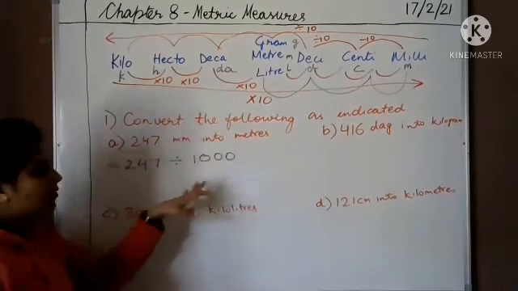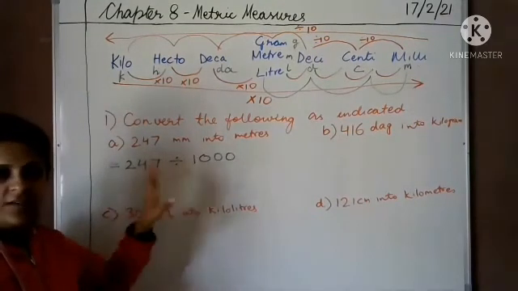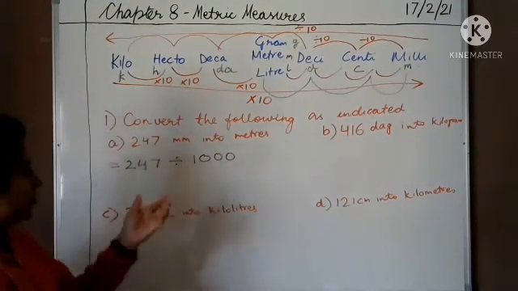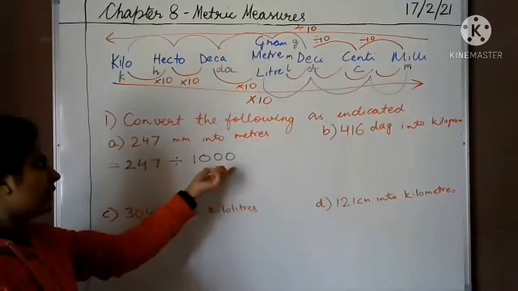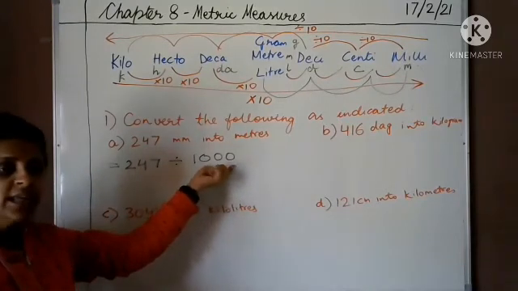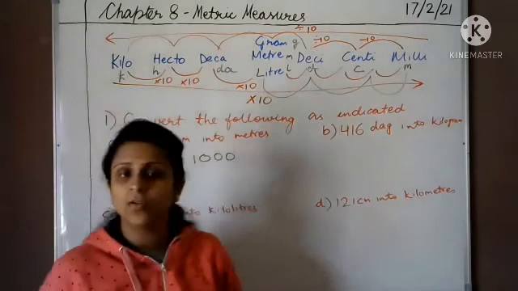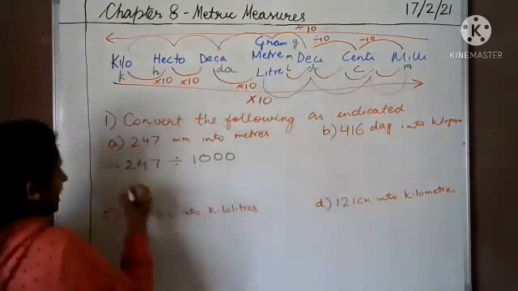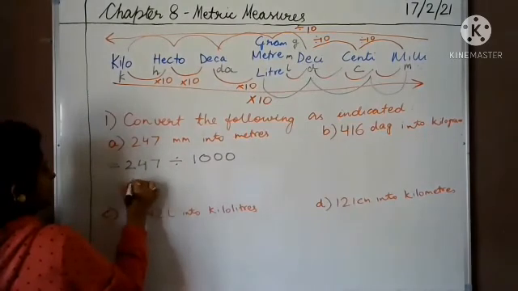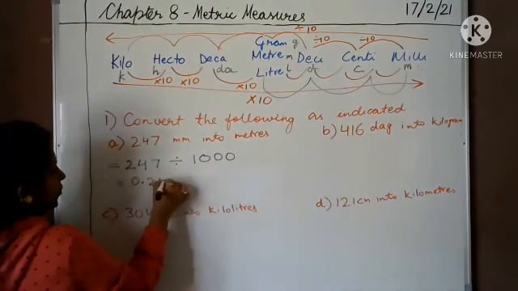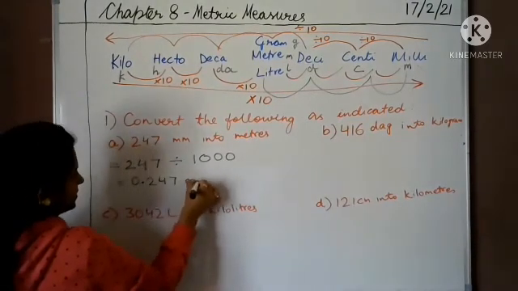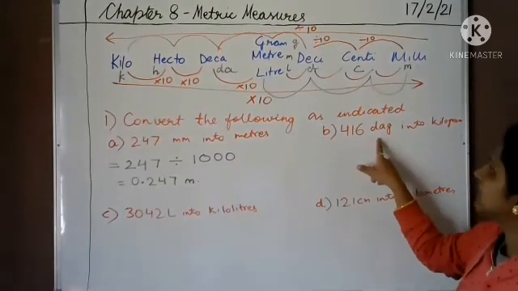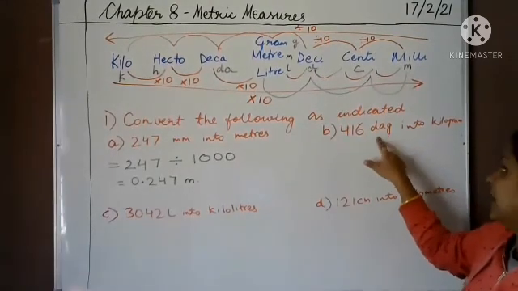So we know how to write this kind of thing. We have already learnt in the decimal. So what will be the answer? Division में number of decimal places कितने होंगे? 3. So 3 number के आगे हमें लगाना है point, and the answer is 0.247 meters.